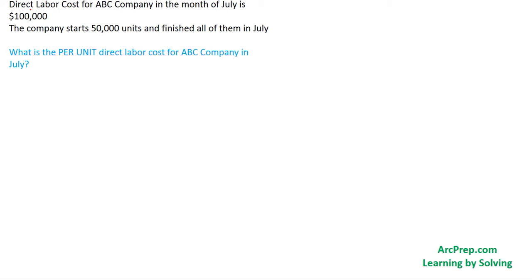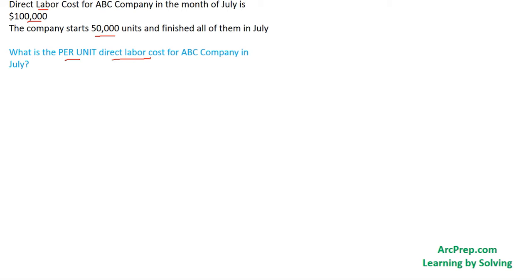So the direct labor cost for a company is $100,000. And they start and finish 50,000 units. They didn't have a beginning inventory, and they didn't have ending work in process inventory either. So they start and finish 50,000 with no change in work in process inventory. Now I need to calculate per unit direct labor cost for ABC company.